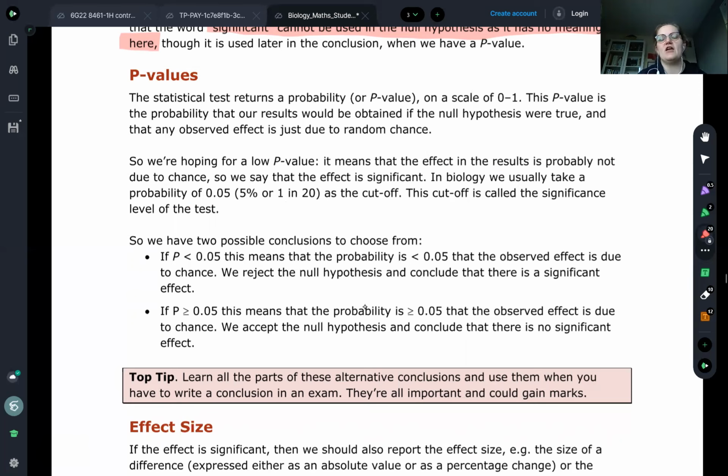It's our probability value, and it has a scale of 0 to 1. So nothing outside of that. If you ever get a p-value higher than 1 or lower than 0, you've done something wrong, so you need to redo your test. All this p-value is, is the probability that our results would be obtained if the null hypothesis were true. Now, this is where sometimes people's heads go, hang on a minute, I'm really struggling to understand what's happening.